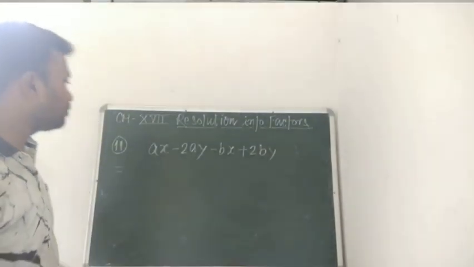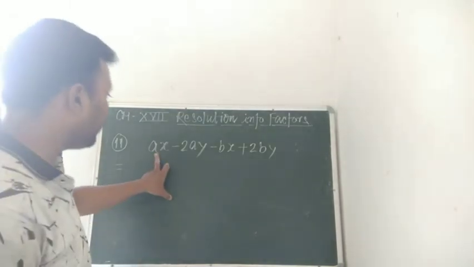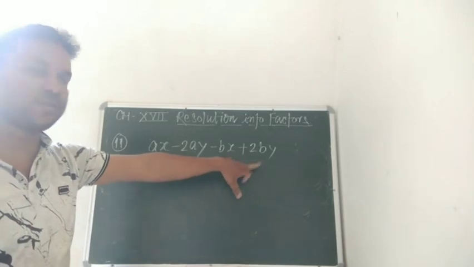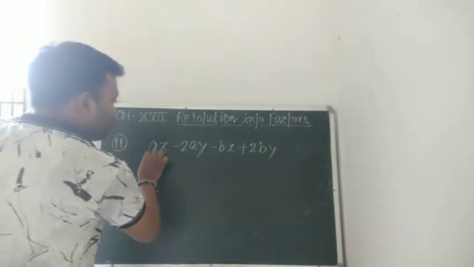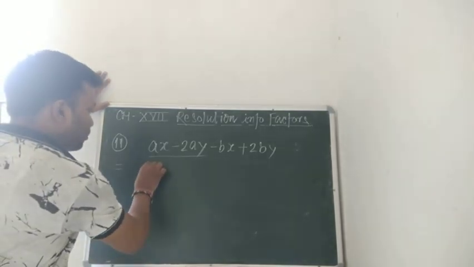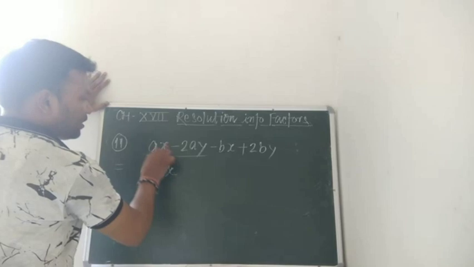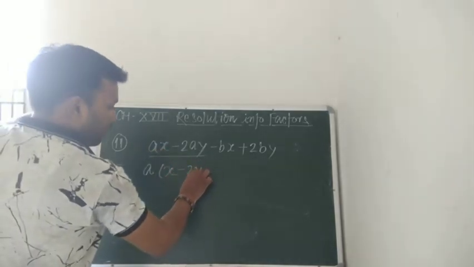Question number 11. We are given an algebraic expression having four terms: ax minus 2ay minus bx plus 2by. So in the starting two terms, we will try to find some common, and common here is a. So we will write the rest of the terms inside the bracket, that is x and minus 2y.